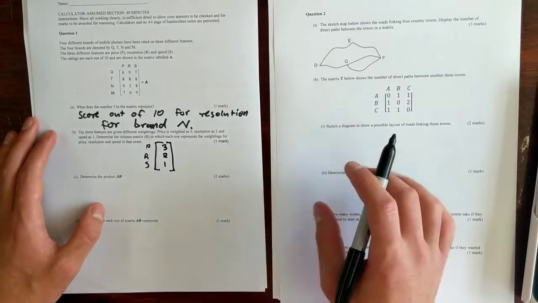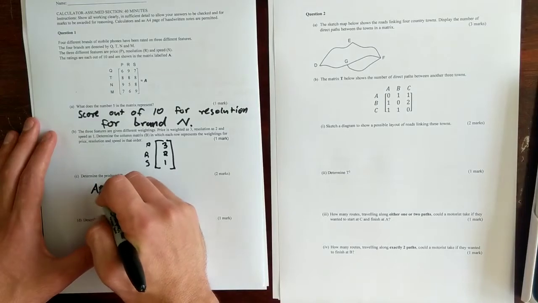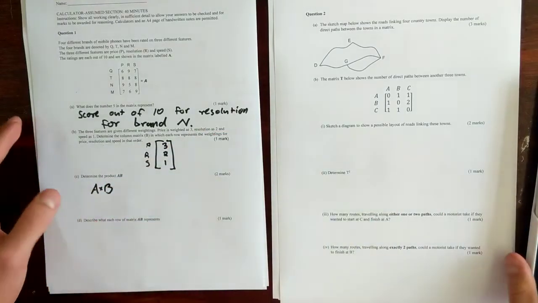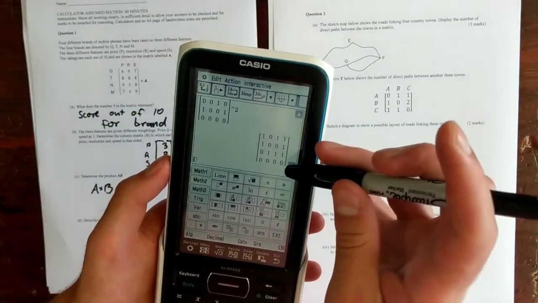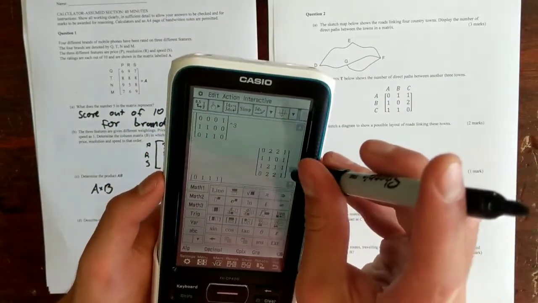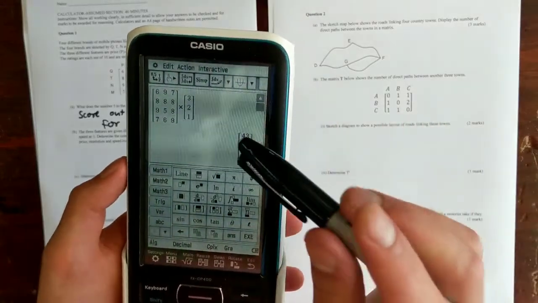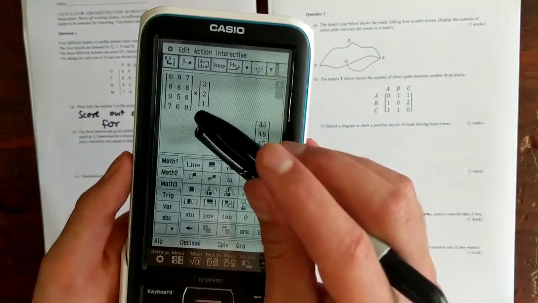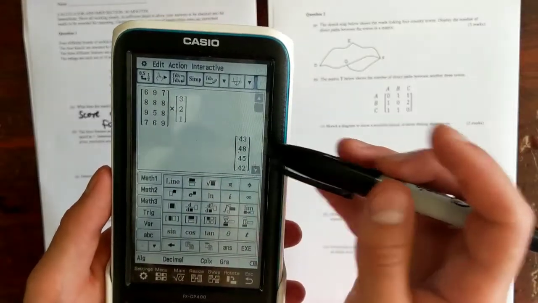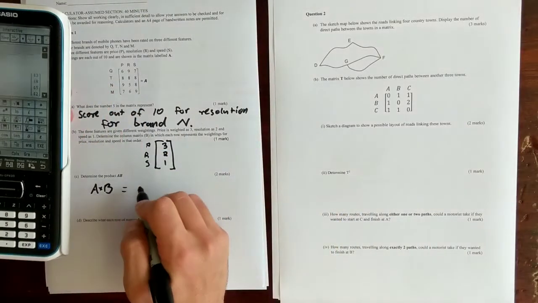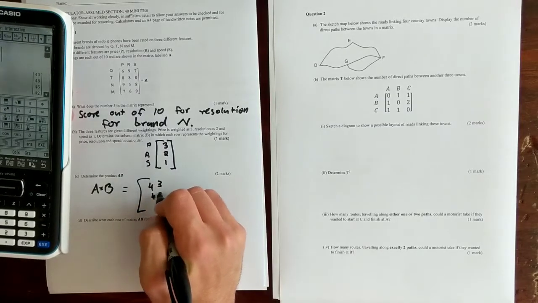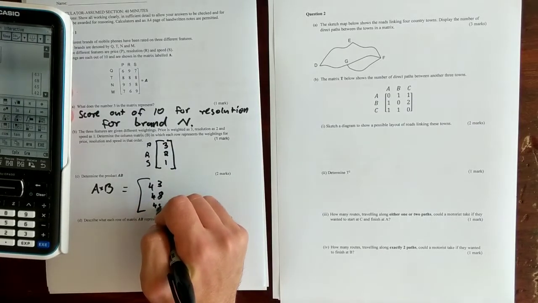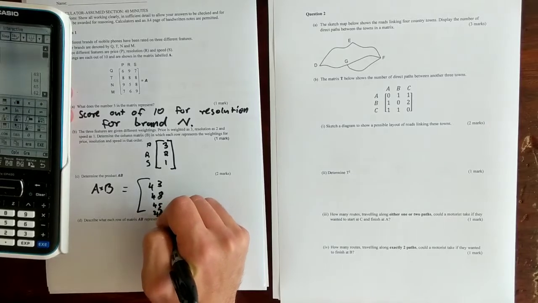Question C. Determine the product A times B. Now, to save myself time in this video, I've put this multiplication already into my class pad. So I'll just show you what it looks like. Here I've done the multiplication, A times B, and this is the answer that I get. 43, 48, 45, and 42.